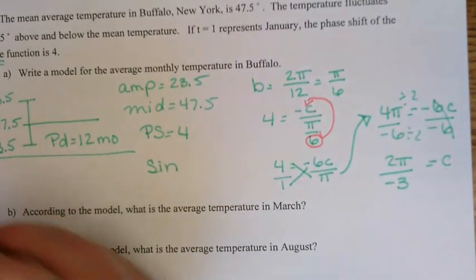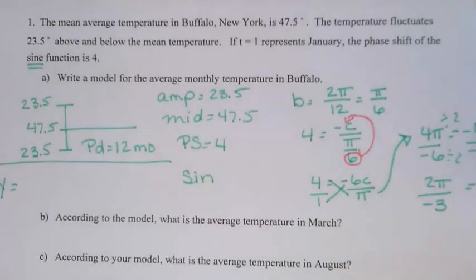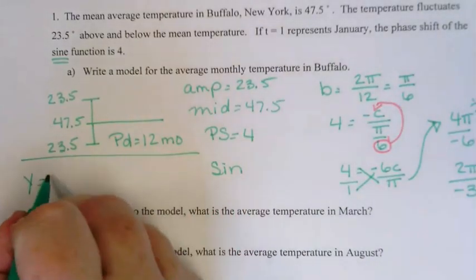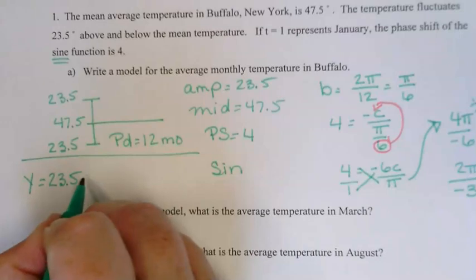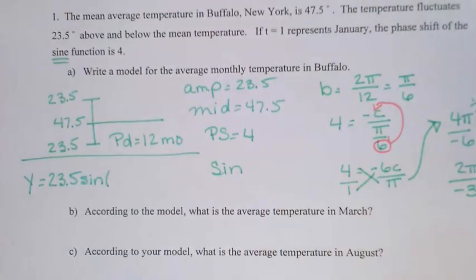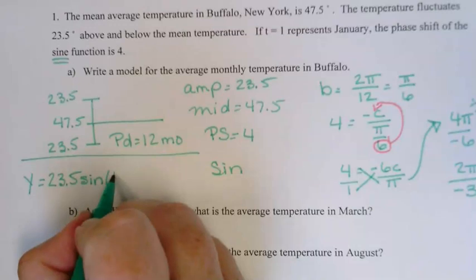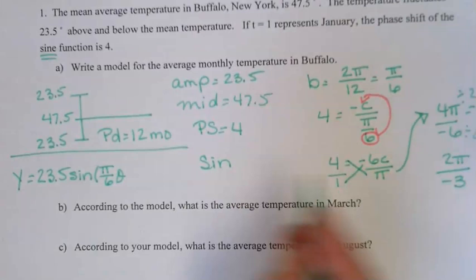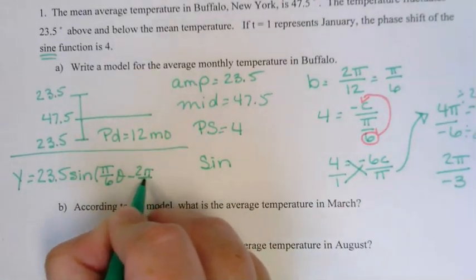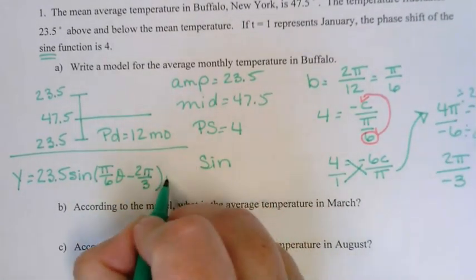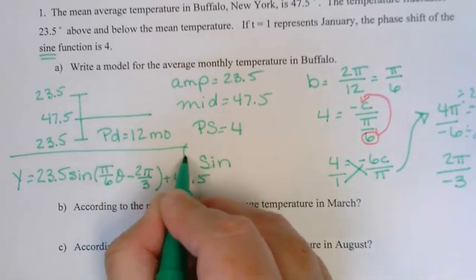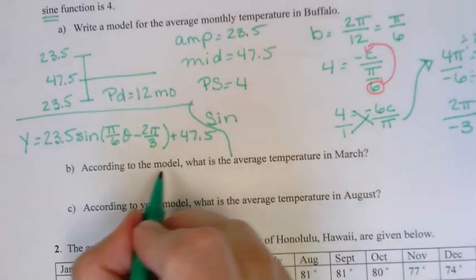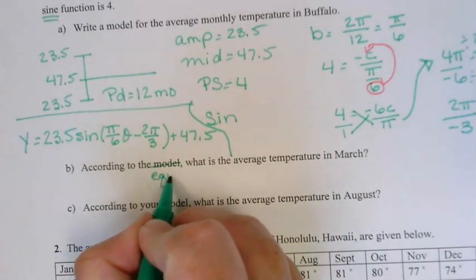So y equals, they didn't tell us if it was an inverted sine graph or not, so we're just going to leave it as sine. My amplitude is 23.5 sine. B was pi over 6, pi over 6 theta. C is negative 2 pi over 3, plus 47.5. Okay. Now, when you see the word model, what they're really saying is our equation we just wrote.